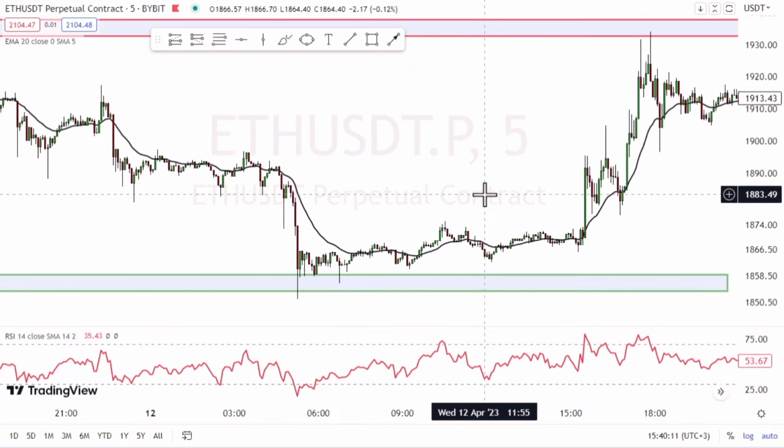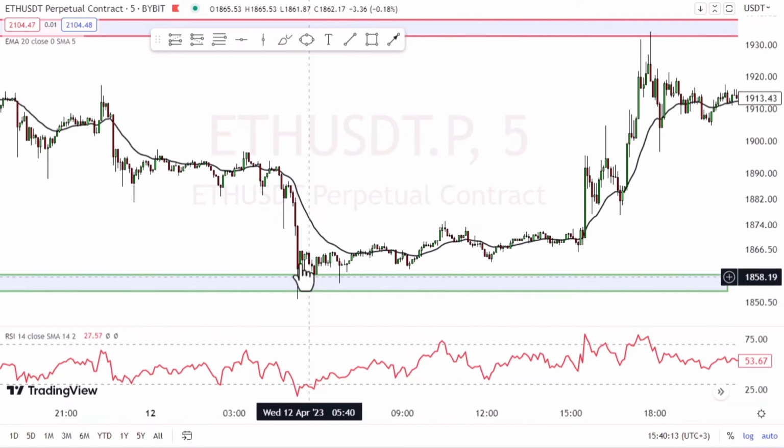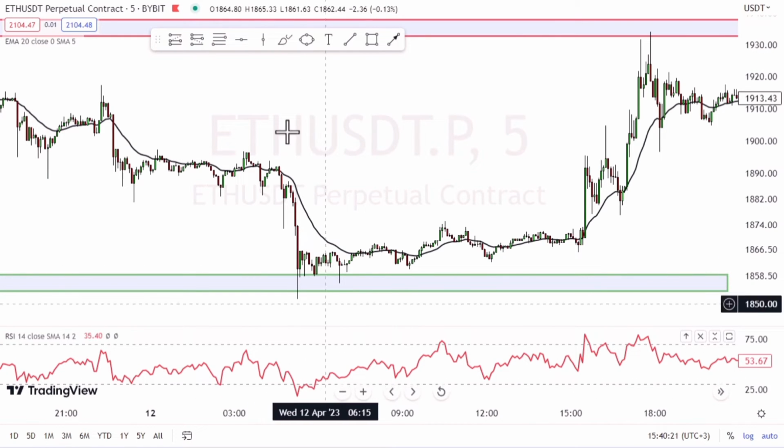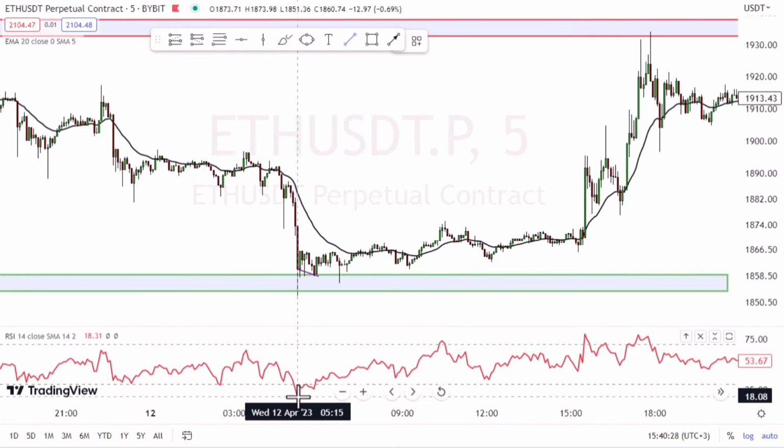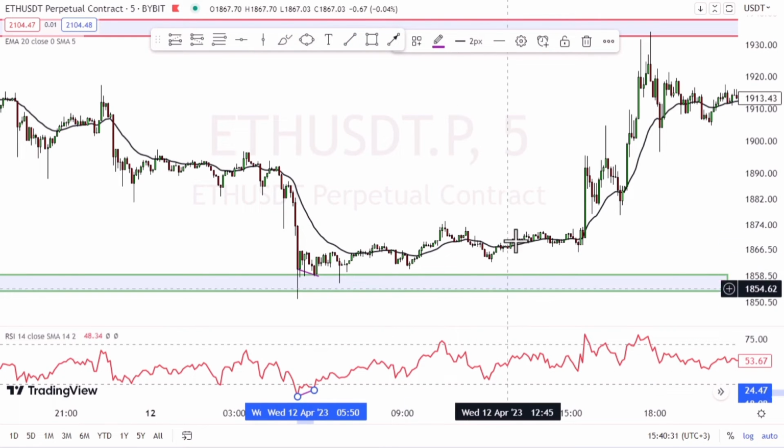So I just wait to see a divergence like here. The price had a lower low here, but I have a divergence in RSI. So let me make it more visible like this. I have a lower low in the price, but I have a higher low in the RSI, and it's on a key level. It's on the support area.